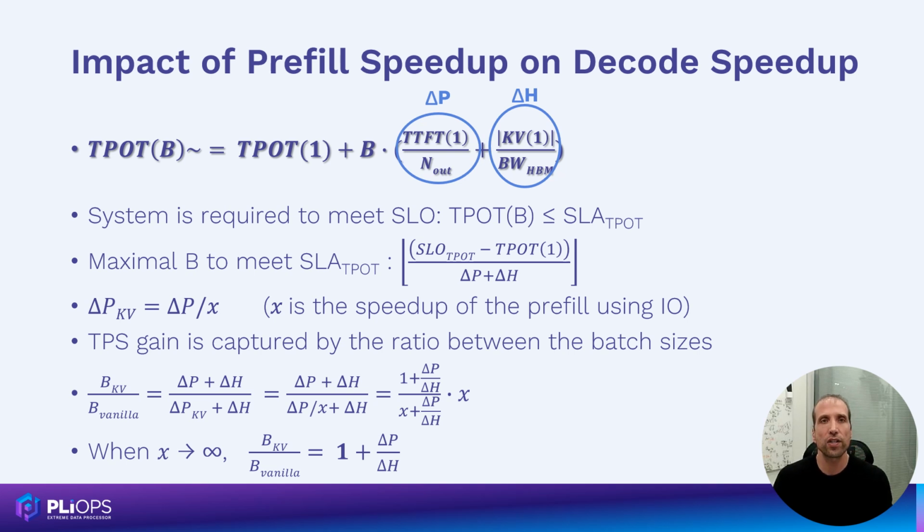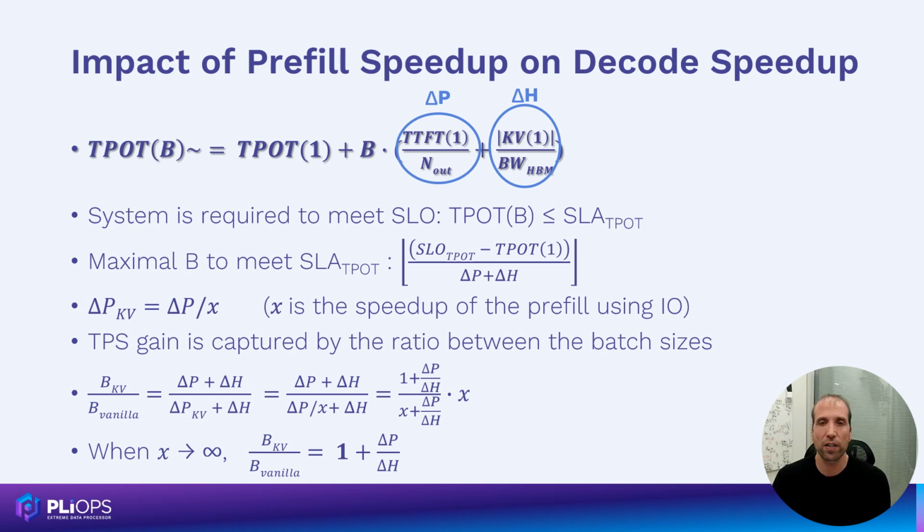Now, every system must meet a defined TPOT SLO. For example, a popular number is 40 milliseconds per generated token. In order to maximize throughput and efficiency of the entire system, both the vanilla system and the KV cache offloading system must push their batch size as high as possible, right to the point where they almost violate the SLO.